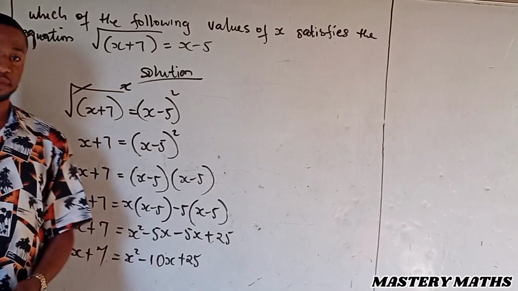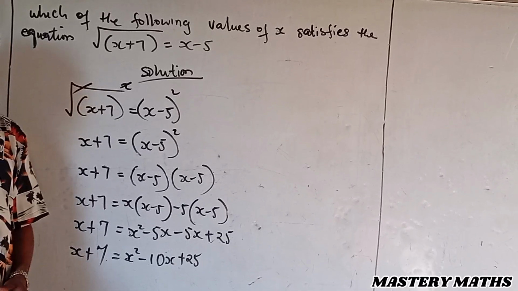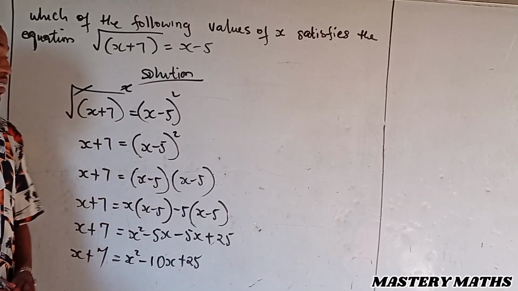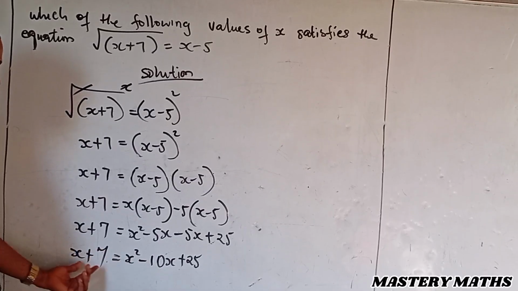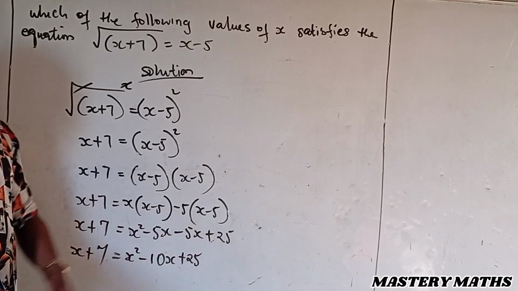Now at this level, what should you do? Remember, you're looking for the value of x. The value of x, the one x that satisfies this. So what should you do? Now we're having 2x here. We have the x plus 7 at this side, then equal to x squared minus 10x plus 25.